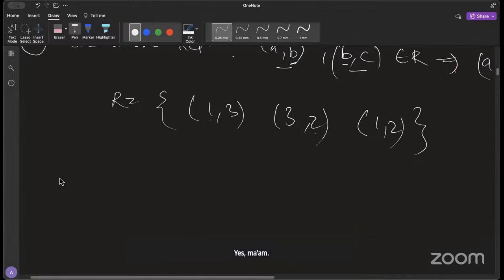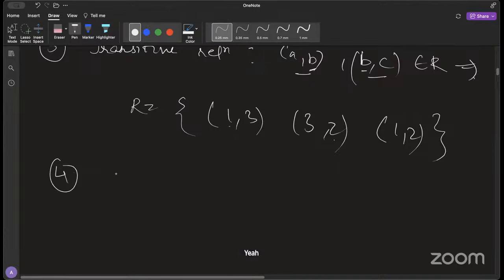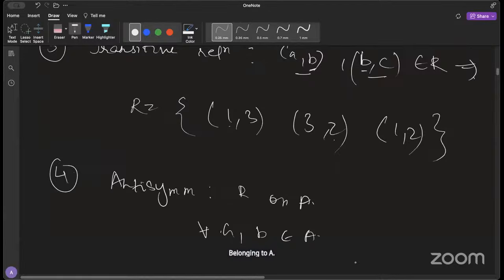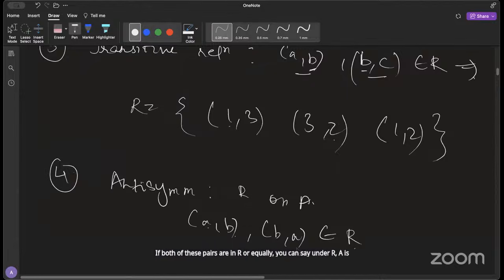Ma'am, the antisymmetric, can you? Yeah. So the antisymmetric one: let's say you have R on A and a, b belonging to A. Let me write it more precisely. This one says that if (a,b) and (b,a) are both in R, or equivalently, under R, a is related to b and b is related to a, then this should mean that a and b are the same. So that's your antisymmetric relation.